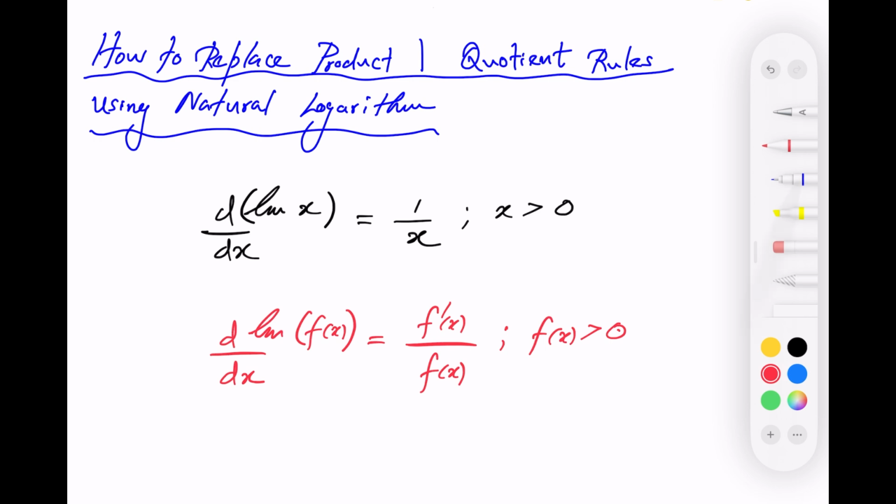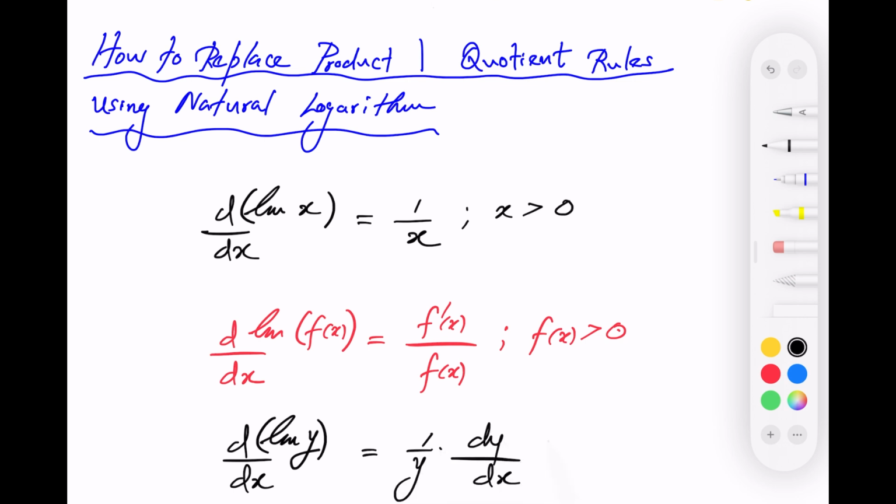And finally, we saw how to do implicit differentiation using the natural logarithm function. That means we saw how to differentiate natural logarithm y with respect to x, d by dx of ln y. We saw this is equal to 1 over y times dy by dx, where y is greater than 0. We are going to use these three results in the derivatives that you are going to see today.